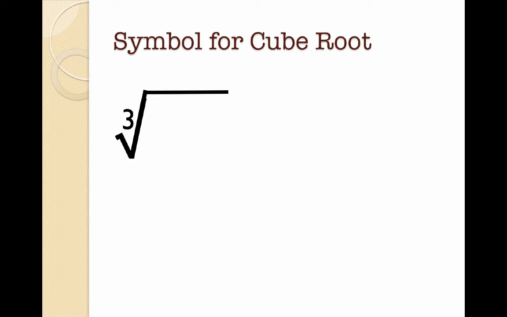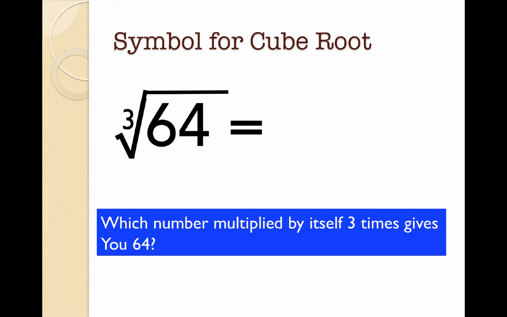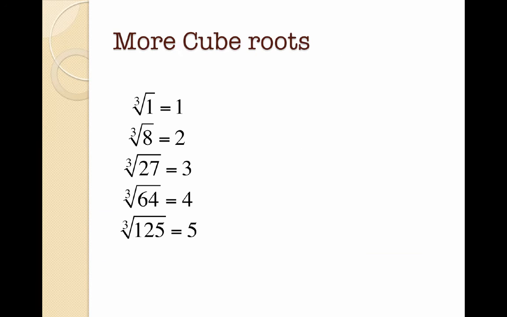This is the symbol for cube root. It's exactly like the square root symbol, but it has a little 3 there. So if I wanted to know what the cube root of 64 was, I'd be asking which number multiplied by itself 3 times gives you 64. Now, if 3 times 3 times 3 is 27, it's going to be something bigger than that. 4 times 4 is 16, times that by 4, and you get 64. So the cube root of 64 is 4.